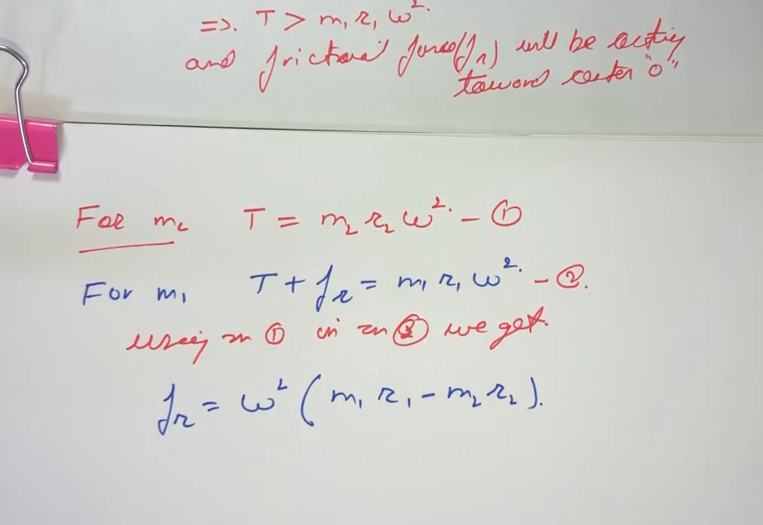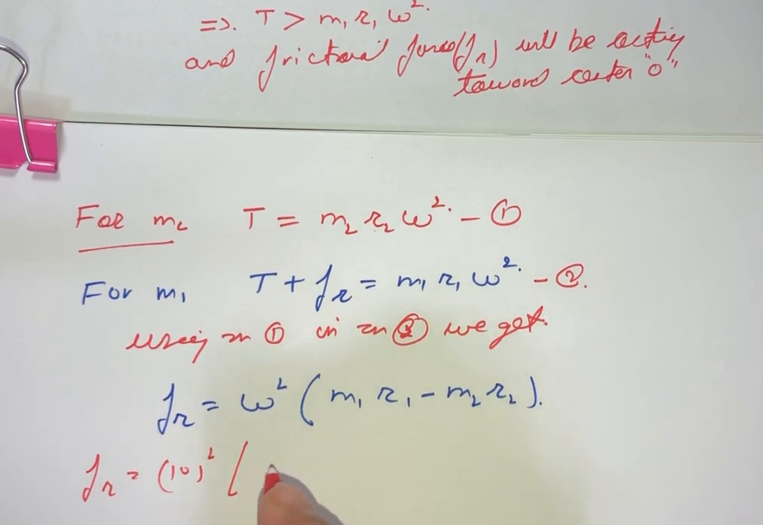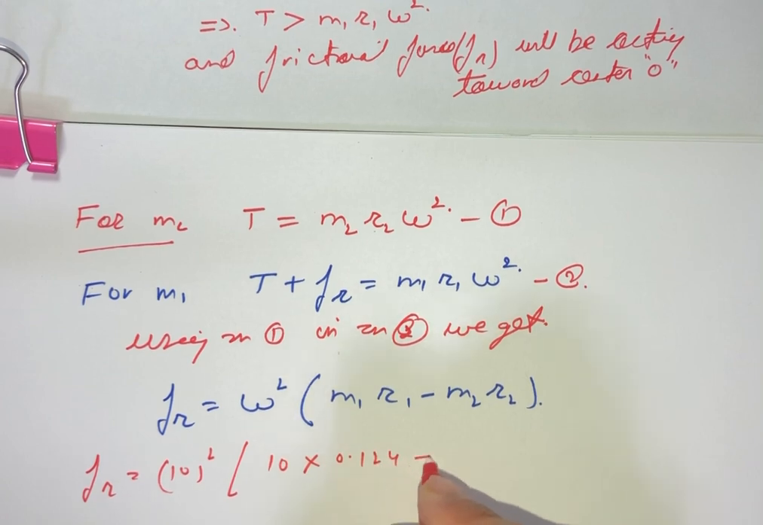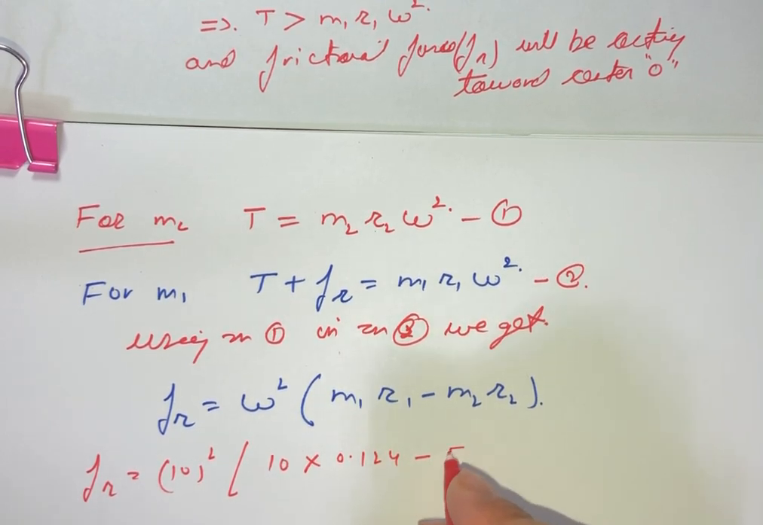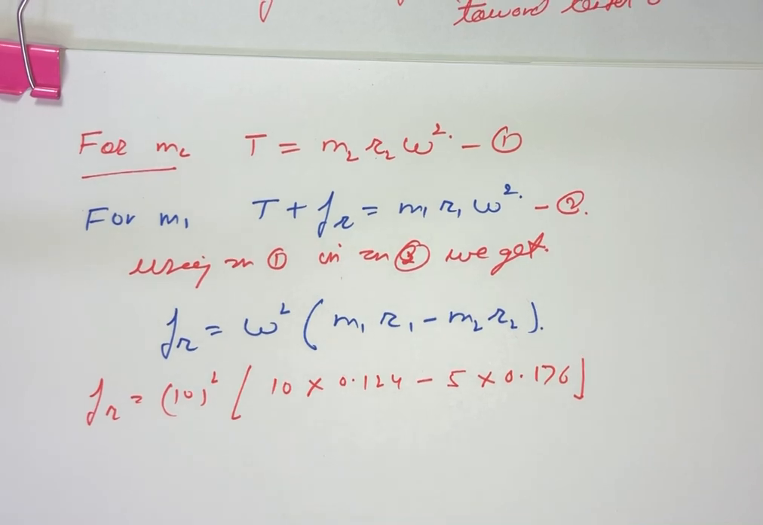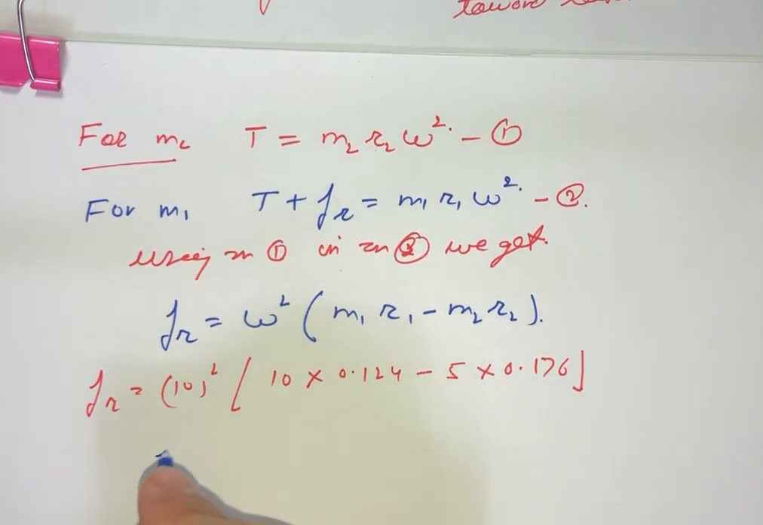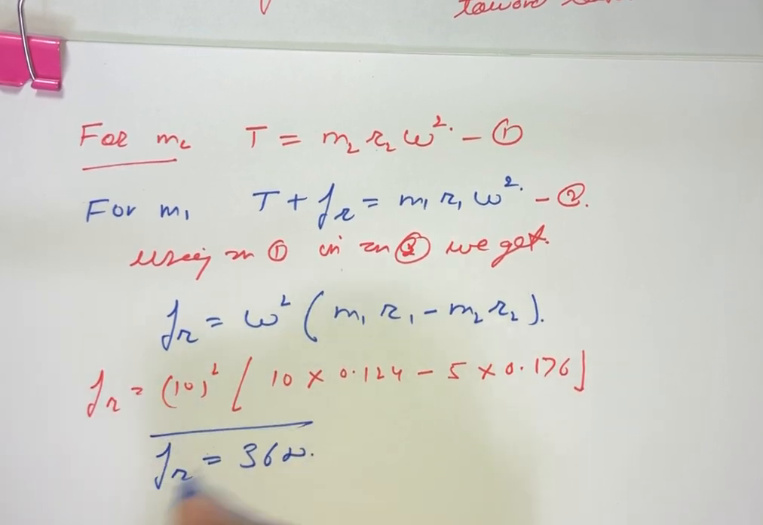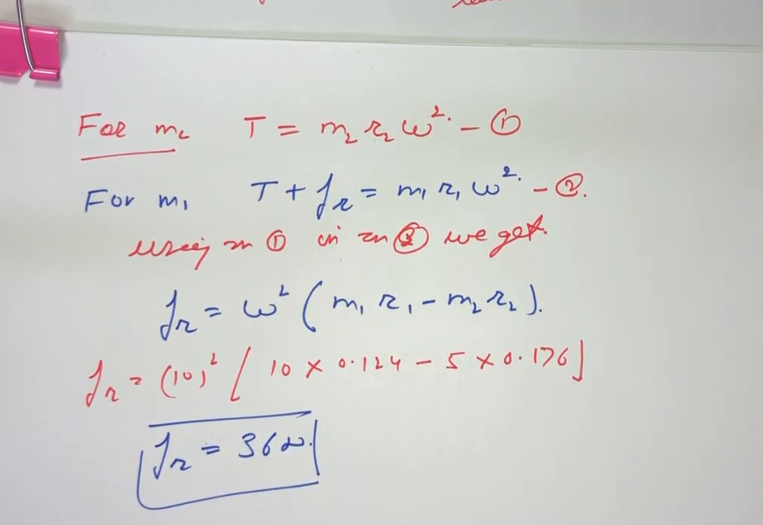So we substitute the values. Omega is given as 10, so we can say Fr is 10 square, M1 is 10 kg, R1 is 0.124 minus M2 is 5 and R2 is our 0.16. So we get the frictional force Fr will be coming equal to 36 Newton. So this is our first part.